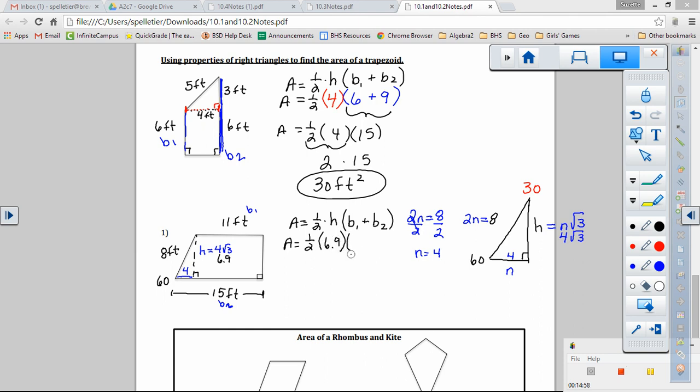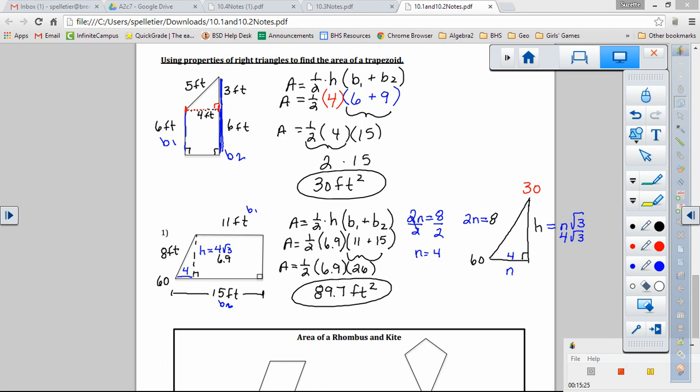Okay, base 1 is 11 plus base 2, which is 15. 11 plus 15, because that's always where I need to start, is 26 times 6.9 times 1/2, or divide it by 2, and you get 89.7 feet squared.